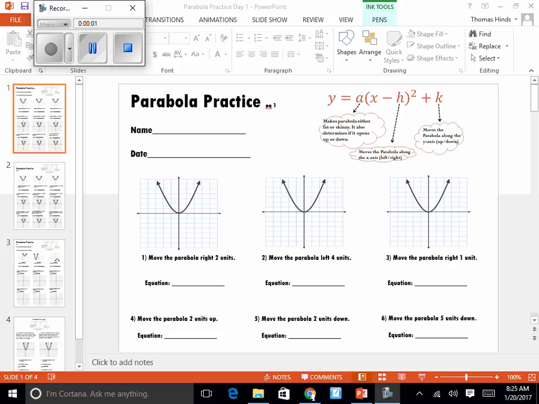Red class, Friday, January 20th, inauguration day. And so here's what's happening.